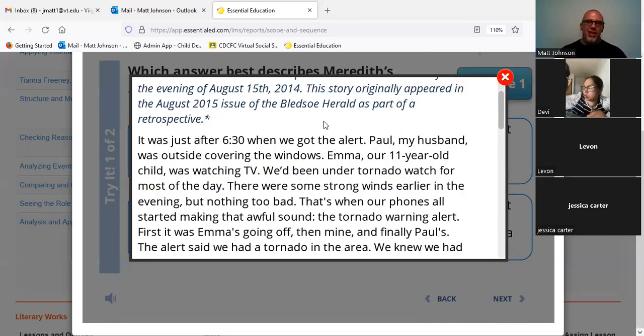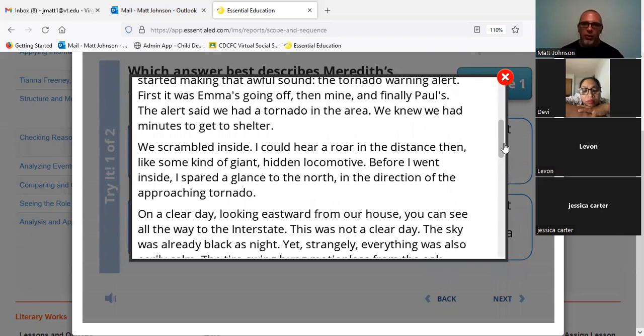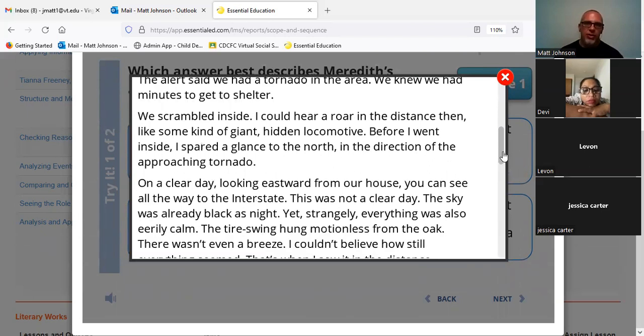So it was just after 6:30 when we got the alert. Paul, my husband, was outside covering the windows. Emma, our 11-year-old child, was watching TV. We'd been under tornado watch for most of the day. There were some strong winds earlier in the evening, but nothing too bad. That's when our phones all started making that awful sound, the tornado warning alert. First it was Emma's going off, then mine, and finally Paul's. The alert said we had a tornado in the area. We knew we had minutes to get to shelter.